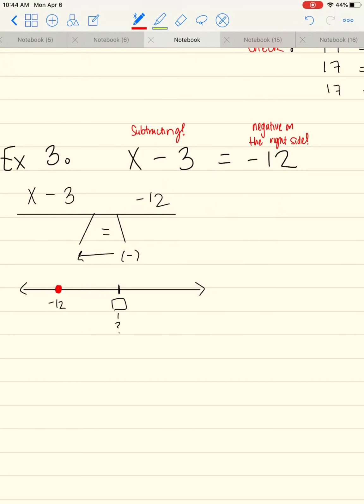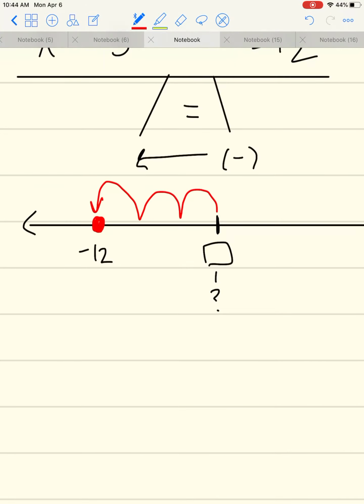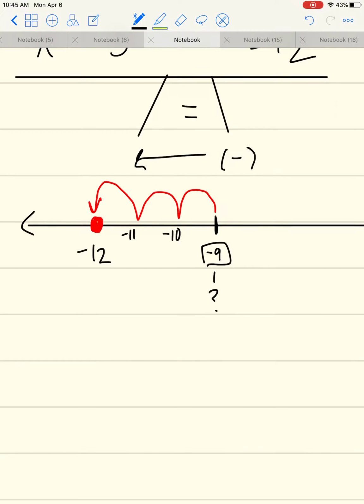So let's go from here. Let's go to the left 3 spots. So 1, 2, and I ended up at negative 12. Well, now let's go backwards and let's see what that number is. Let's go ahead and count. This is negative 12. This is negative 11, negative 10. This is negative 9. So that number is negative 9.